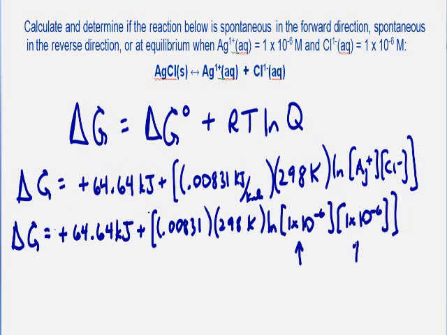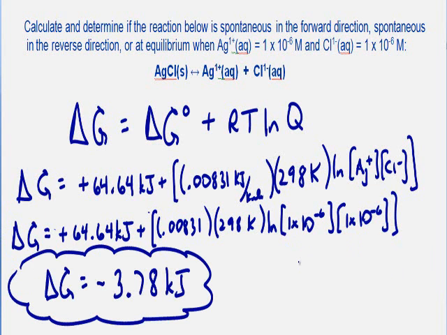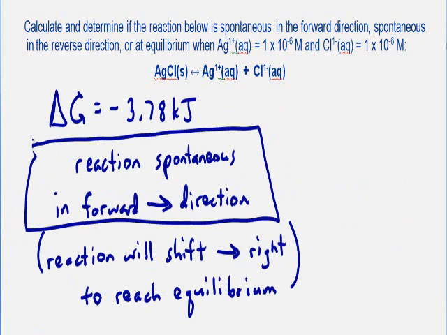Placing in our concentrations of silver and chloride that we were given of 1 times 10 to the minus 6 molar, we can now calculate our delta G for our non-standard conditions. Calculating, we get a value of our delta G for these particular non-standard conditions of negative 3.78 kilojoules. Now what this tells us is this particular reaction under these conditions is spontaneous in the forward direction.